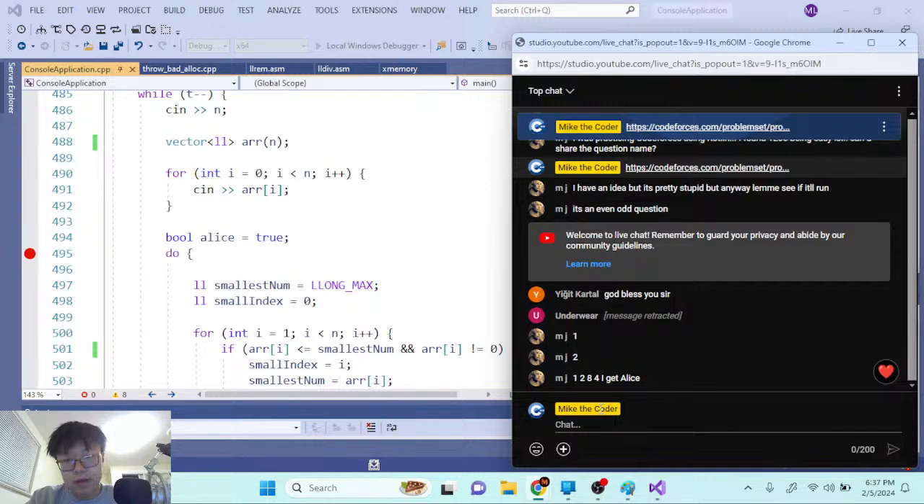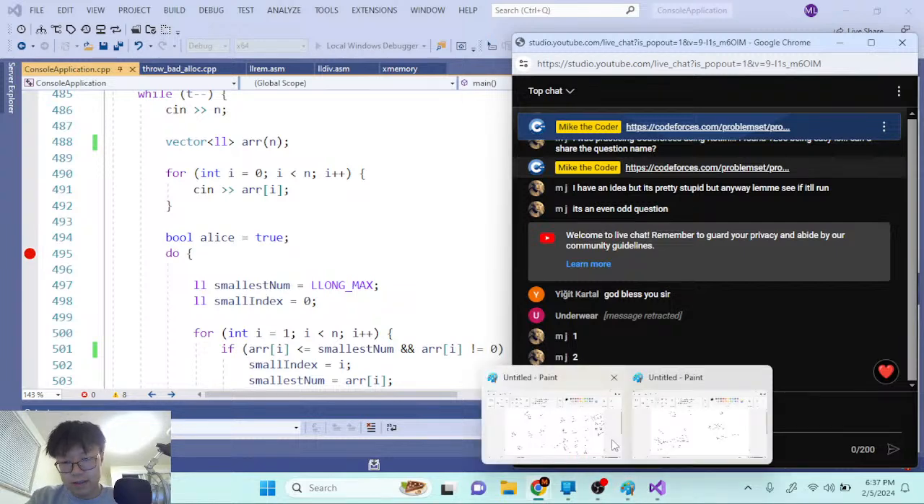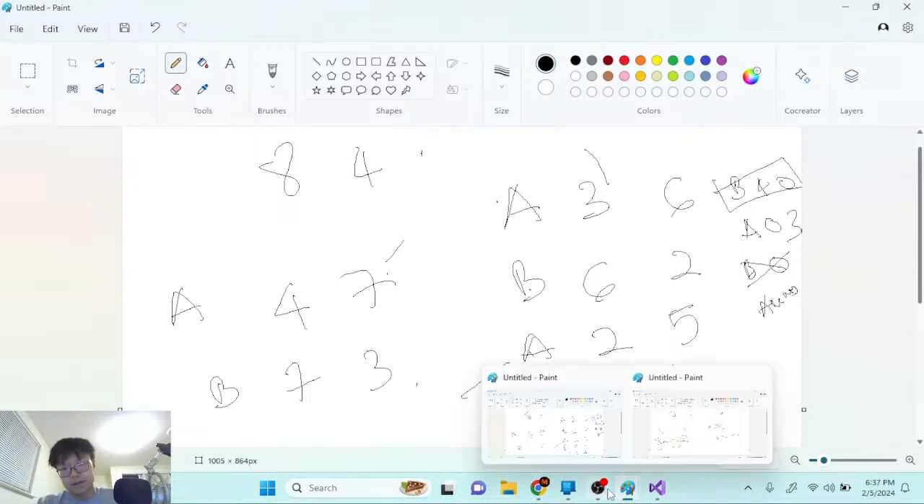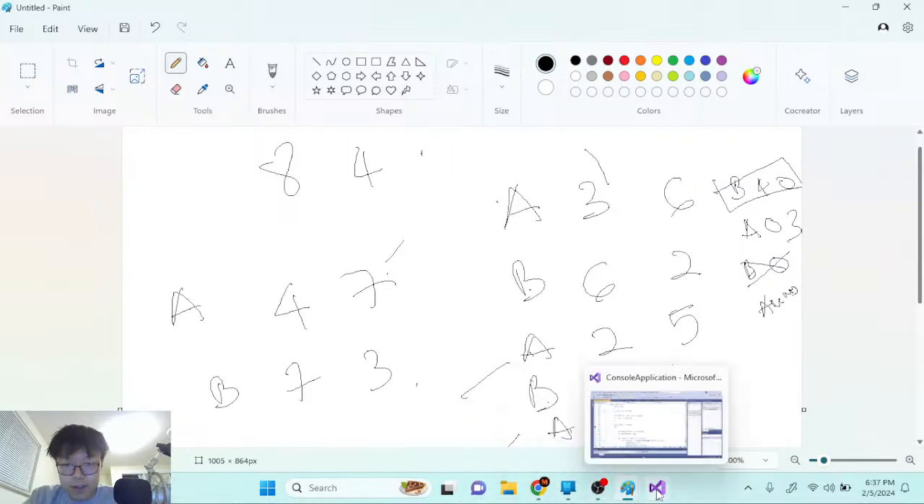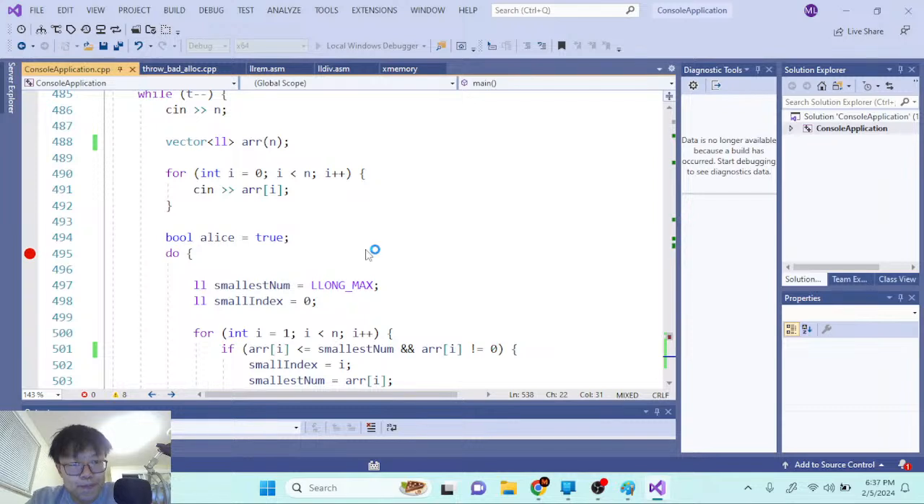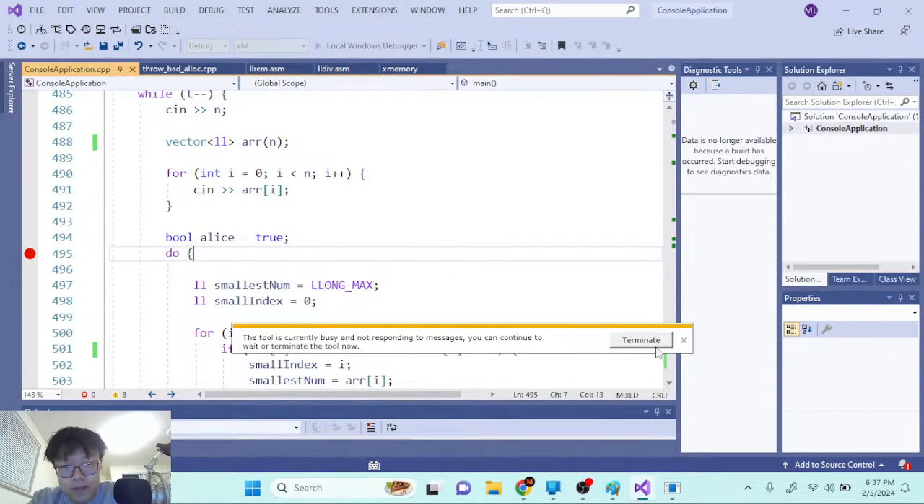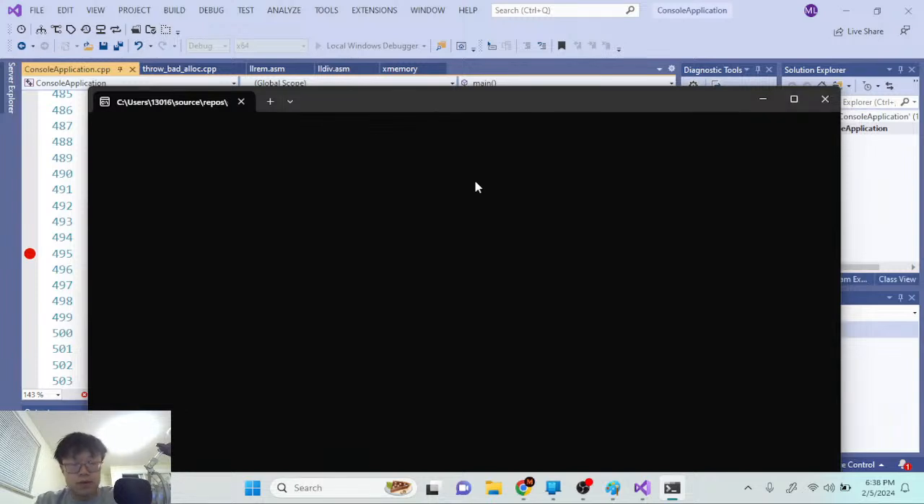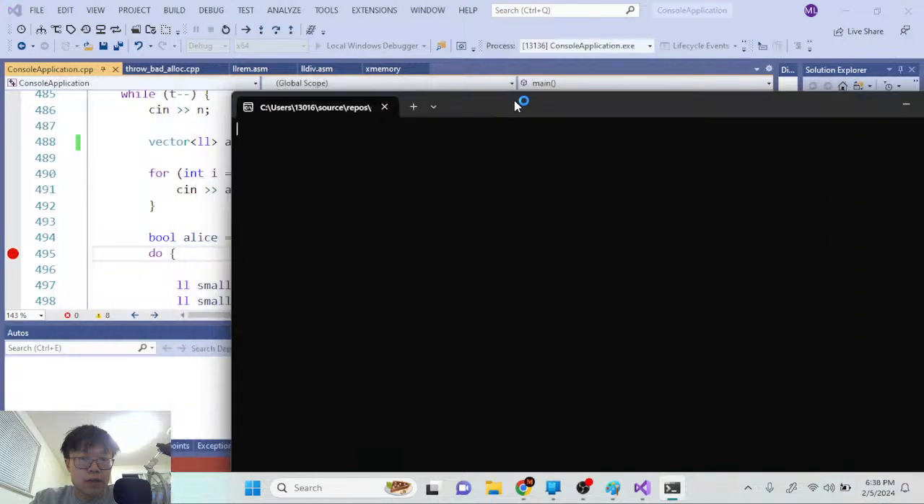Something's not right with this. Okay, 1, 2. You get Alice? Oh, damn, that's good. All right, try submitting your code and see if you pass all the cases. Tool is not responding. 1, 2, 8, 4. So let's do 1. Oh my God.